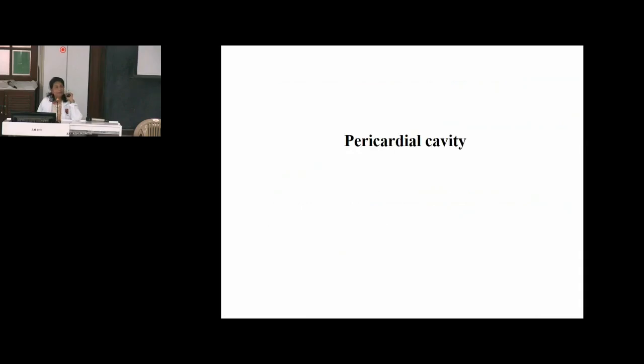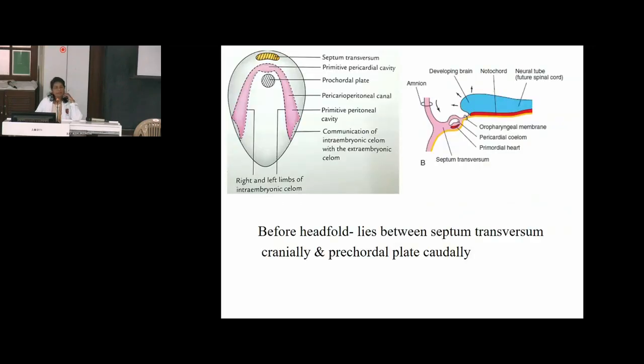So first we will see how the pericardial cavity is developing. Right? So this is the schematic image of an embryo just before the head fold. When we see from the cranial to caudal side, the cranial most structure here is the septum transversum. After the septum transversum, we get the cardiogenic area, in which anteriorly we get the developing heart. Behind that, we get a space that is the pericardial coelom. Later, we get the stomodeum, that is the precaudal plate, covered with the oropharyngeal membrane.